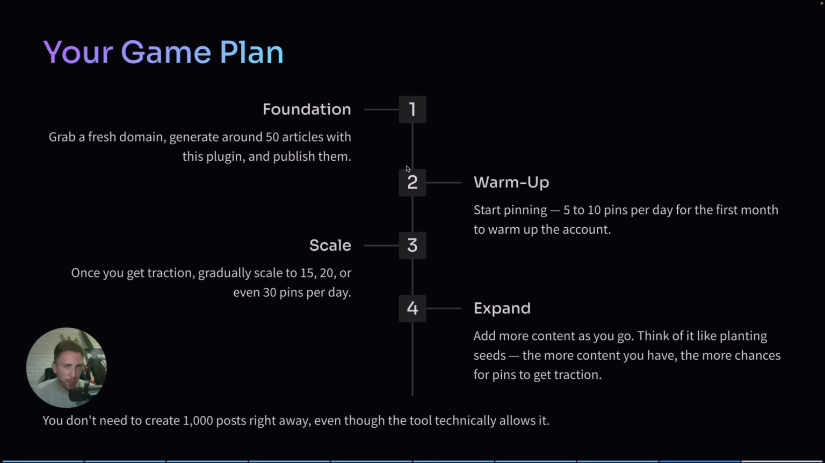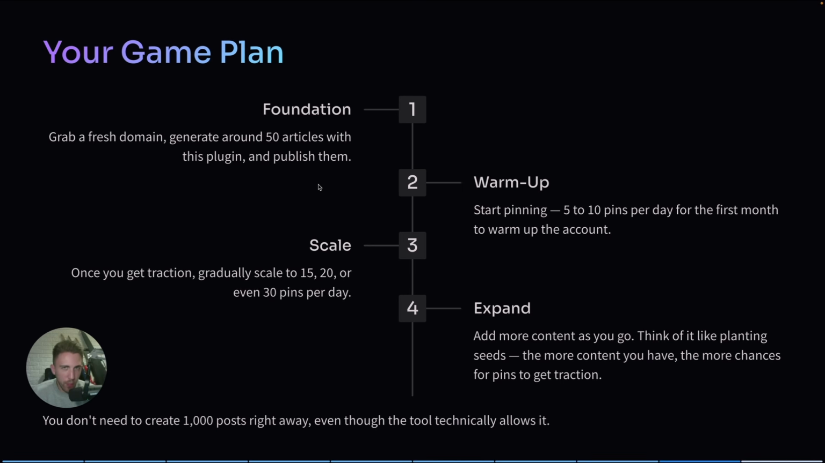And as an example, if you are already doing Pinterest, maybe in a different niche, maybe it's a good idea to start a second site that focuses only on home decor. You can, for example, grab a fresh domain, generate around 50 articles with this plugin. It's going to cost you, I don't know, $10 or $15, and you can simply publish these articles. So that's your foundation, and you can start pinning maybe between 5 to 10 pins per day for the first month to warm up the account. And once you get some traction, you can gradually scale to 15, 20, 30 pins per day. And you can add more content as you go.